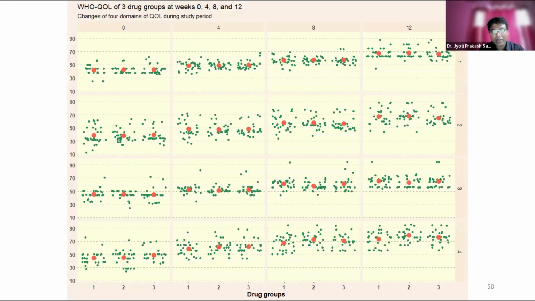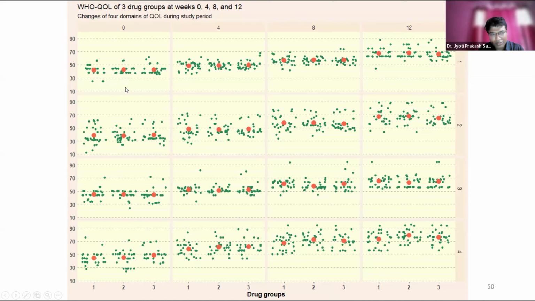This is the entire WHO quality of life at different time points. 4 different factors of this WHO quality of life. It has 4 parts, 4 components, so 4 different parts and their trend of improvement. All the participants had improved quality of life in all the aspects.